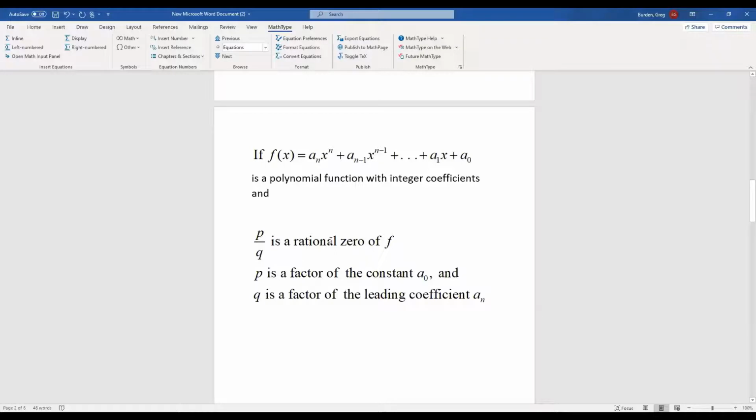Anyway, we can find all possible rational zeros by looking at the p and recognizing that it has to be a factor of the constant at the end. And the q has to be a factor of the lead coefficient of a sub n.